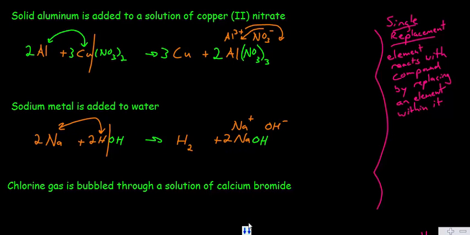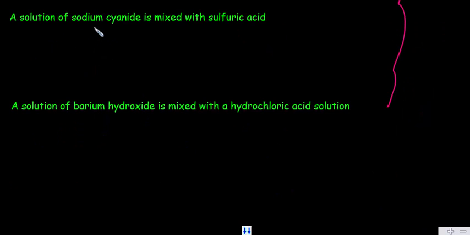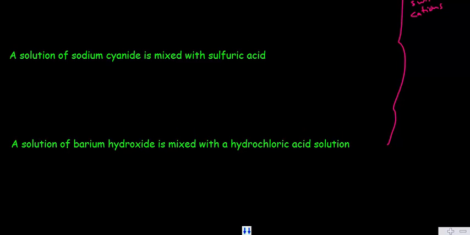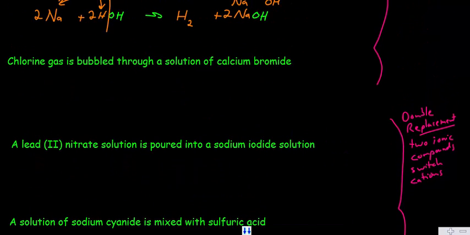Okay, next question. We've got a solution of sodium cyanide, actually wrong one here, my bad. We've got chlorine gas is bubbled through a solution of calcium bromide. All right, so let's see. Chlorine gas is bubbled through a solution of calcium bromide.